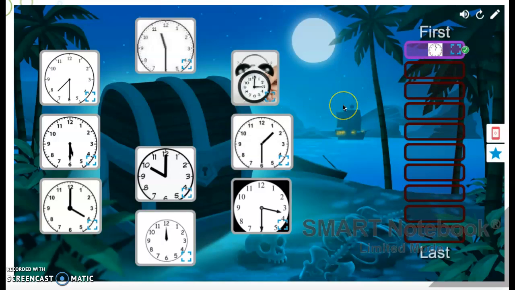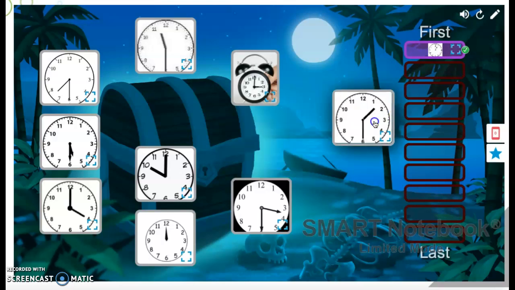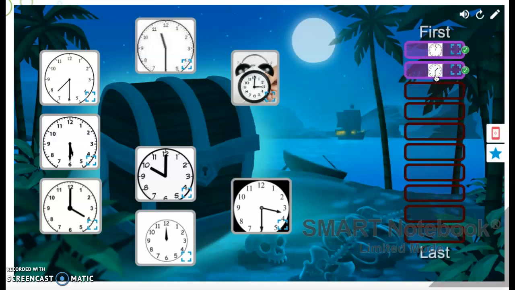Okay, what comes after 1 o'clock? So we're looking possibly for a 1:30, if that is a possibility. Okay, look at all the clocks. I see 1:30, so I'm going to grab it. What comes after 1:30? Remember, we're just doing it based on half hours. So you should be looking for 2.